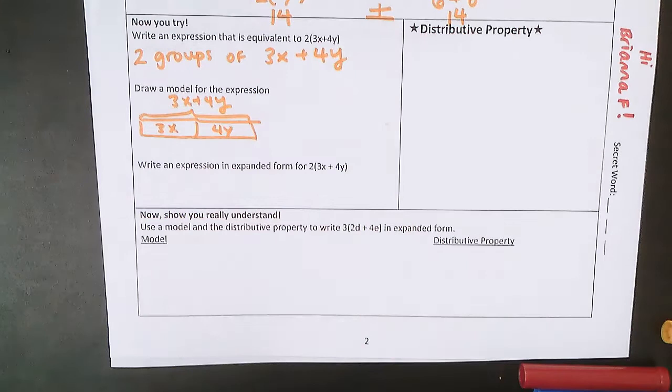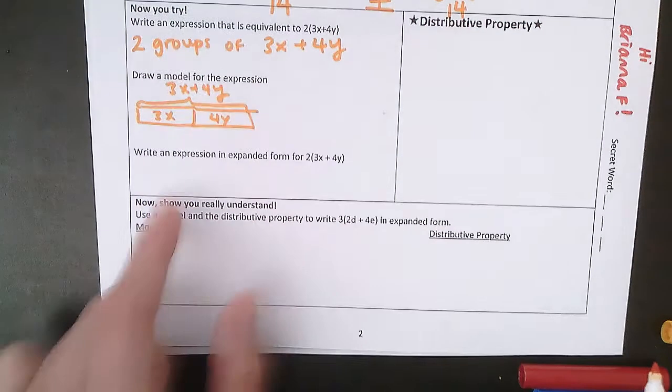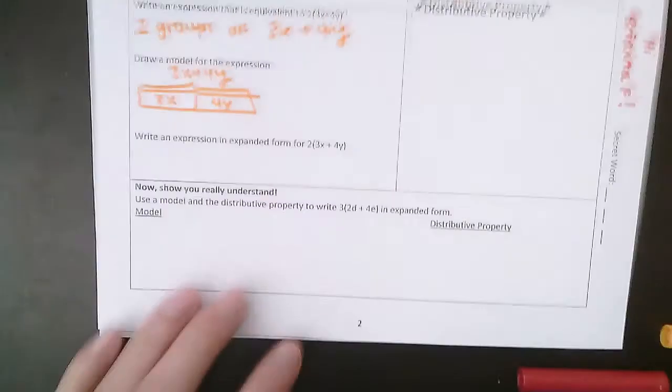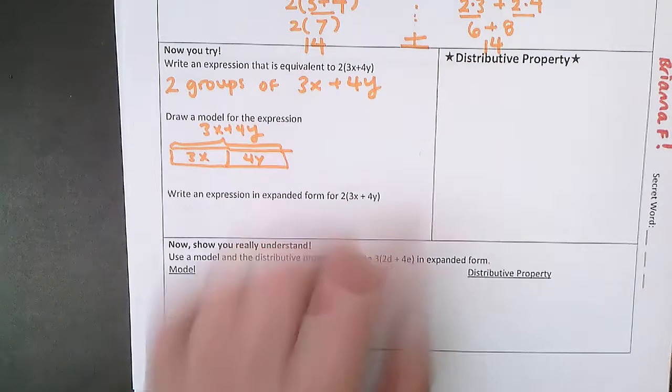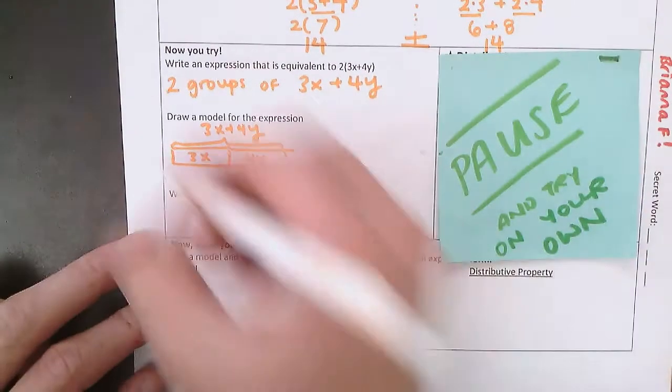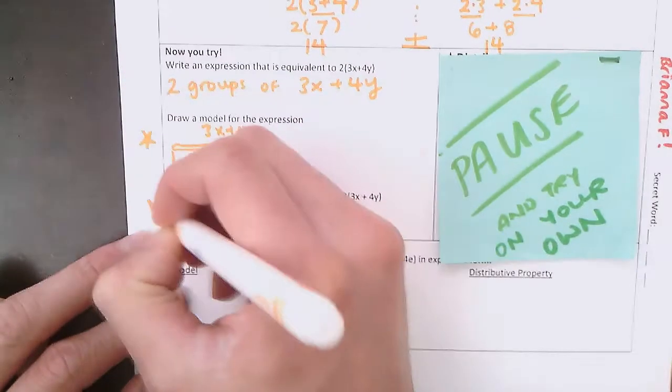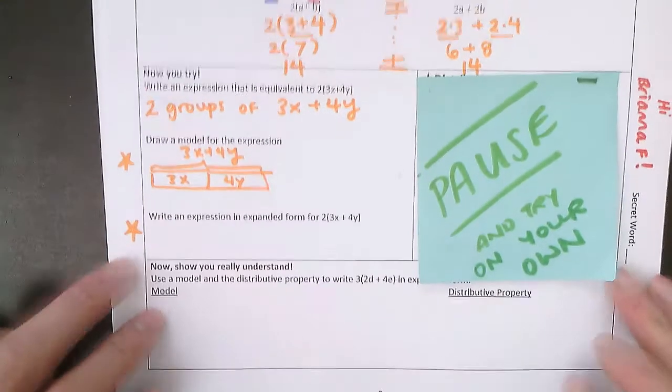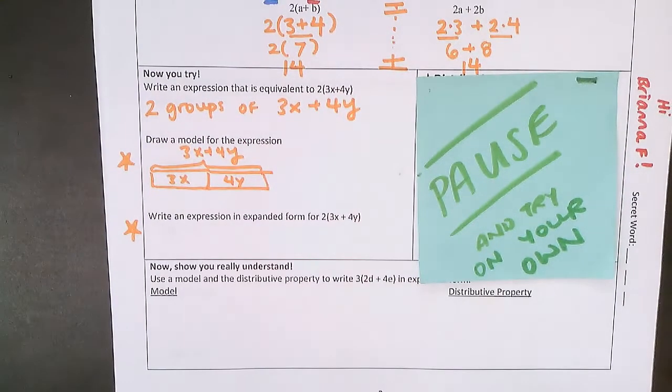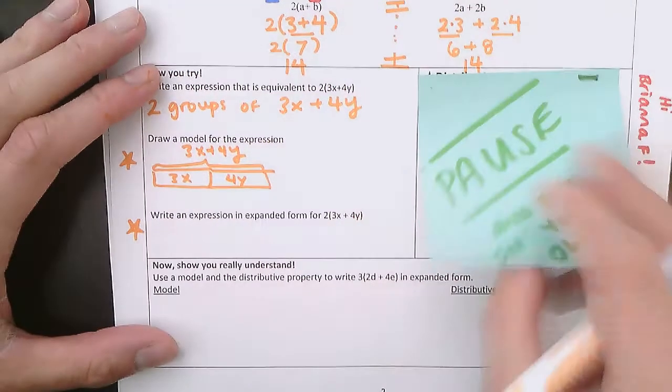And you want two groups of that, and then figure out altogether how many x's you have and how many y's you have. So I'm going to have you pause here, finish this on your own, and try this one on your own. Now you are resuming the video to check your work.